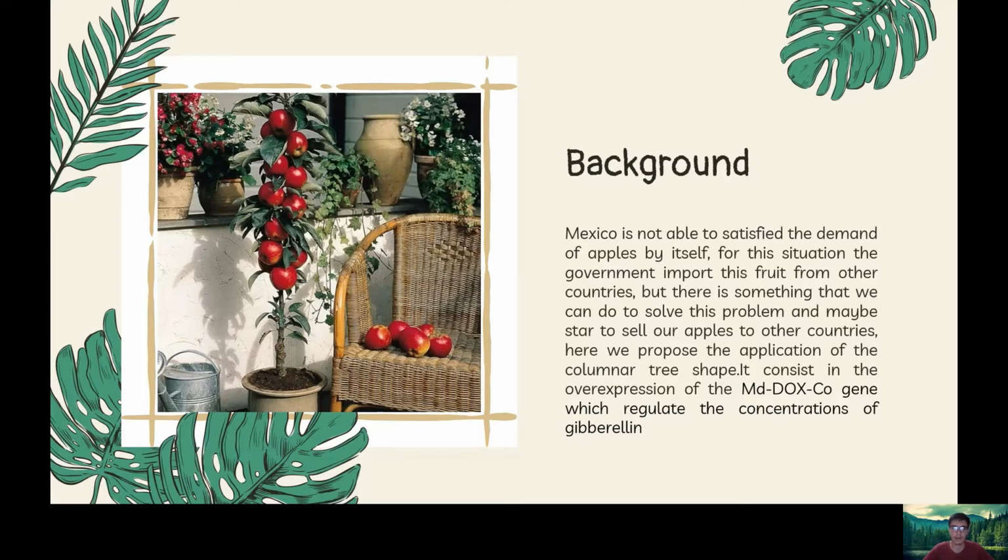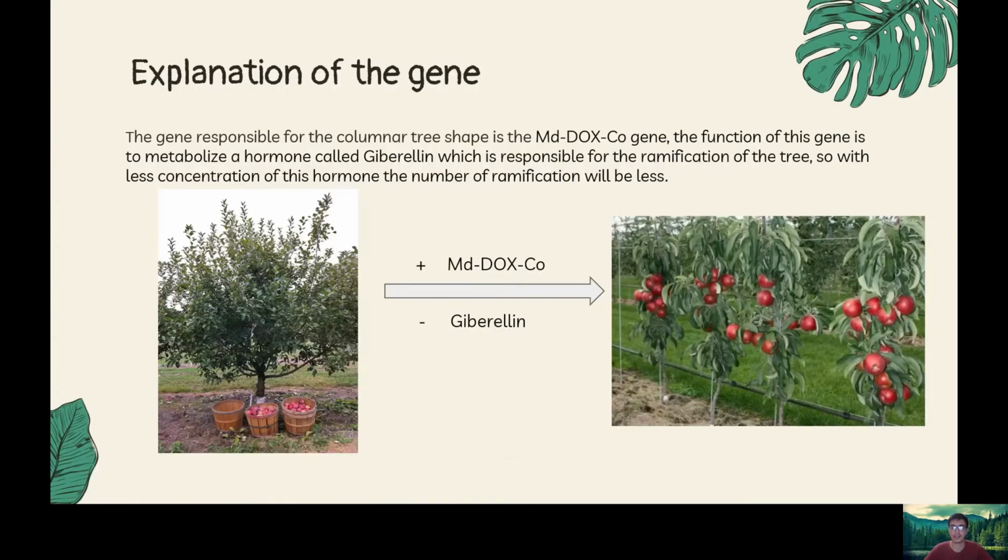So let's talk more about the MD-DOX-CoA gene. This gene is responsible for the columnar tree shape. And how can a gene do that? As I said, the MD-DOX-CoA gene regulates the gibberellin, which regulates the level of ramification.